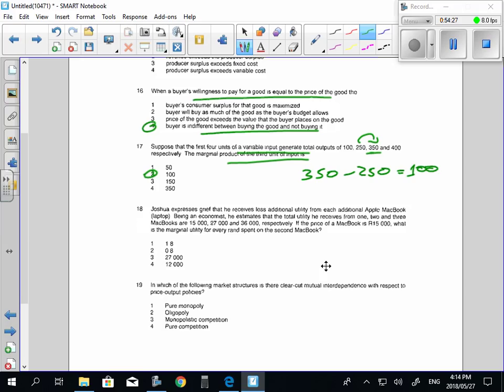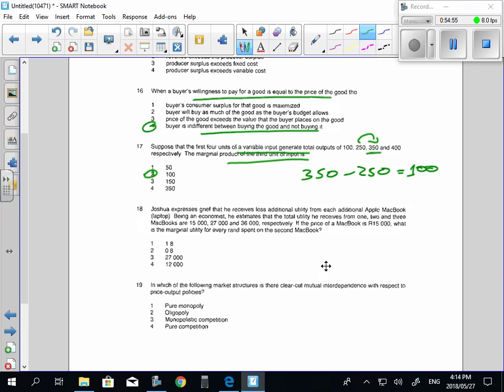Number 18. Joshua experiences grief that he receives less additional units from each additional Apple MacBook that he buys. Being an economist, he estimates that the total utility he receives from 1, 2, and 3 MacBooks are 15, 27, and 36,000 respectively. If the price of the MacBook is 15 grand, what is the marginal utility for every rand spent on the second MacBook?